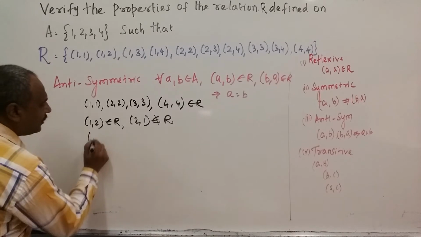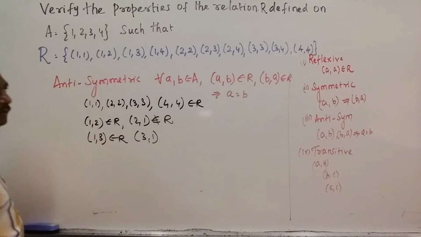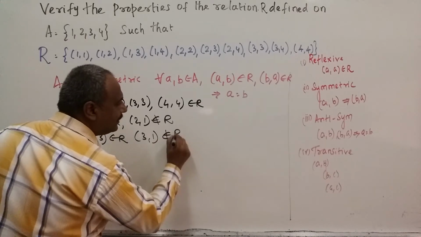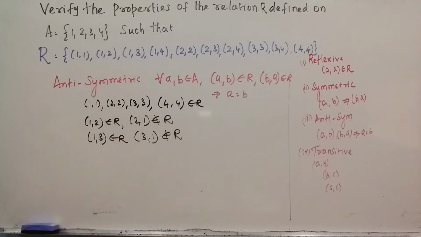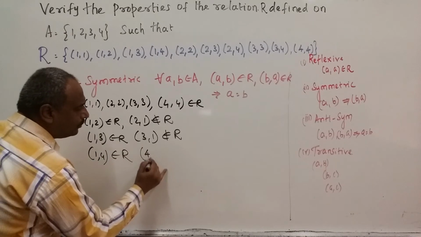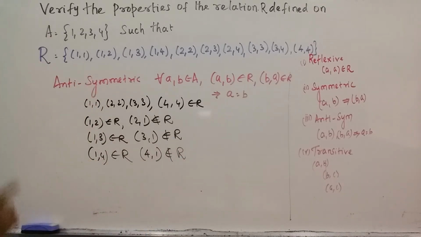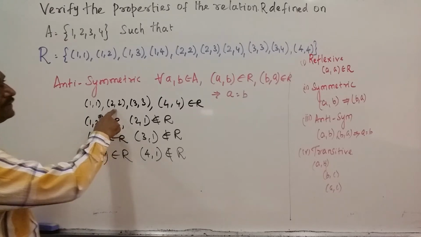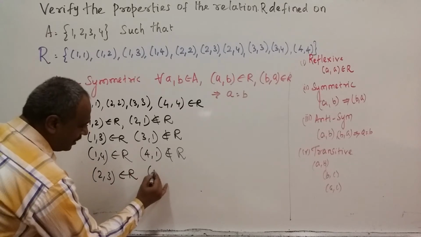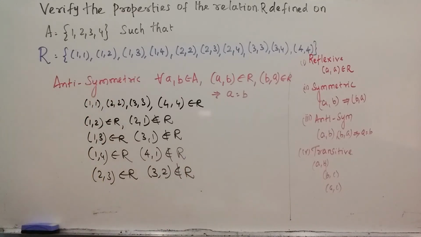The next one, I am going to take (1, 3). I am going to check the opposite, (3, 1). Again, it does not belong to R. I am going to take (1, 4). I am going to check the opposite, (4, 1). Does not belong to R. (2, 2), already we have taken the reflexive condition. Next, I am going to check for (2, 3) belongs to R. The opposite, (3, 2), does not belong to R.